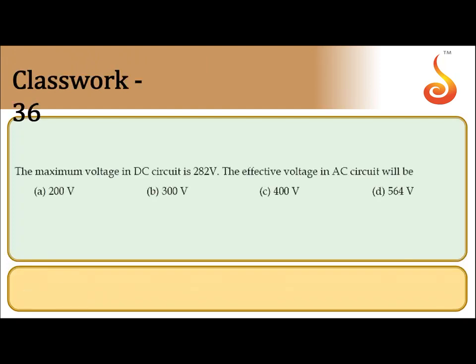Okay, we'll move on to next one. Maximum voltage in DC circuit is 282 volt. The effective voltage in AC circuit will be, see, effective voltage means it is RMS. So this can be taken as the maximum value of voltage, that is peak value of voltage. So we know that Vrms is equal to Vm by root 2. So substitute here, 282 divided by root 2 is 1.41. So that turns out to be 200 volt. That is option A.